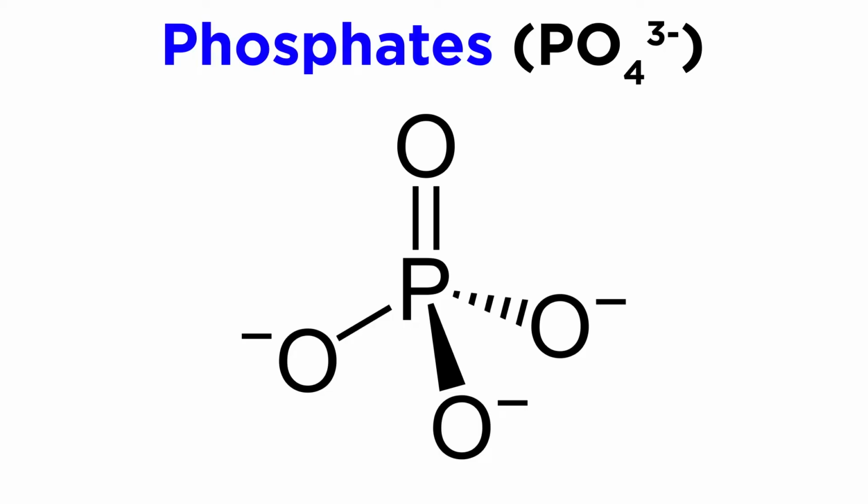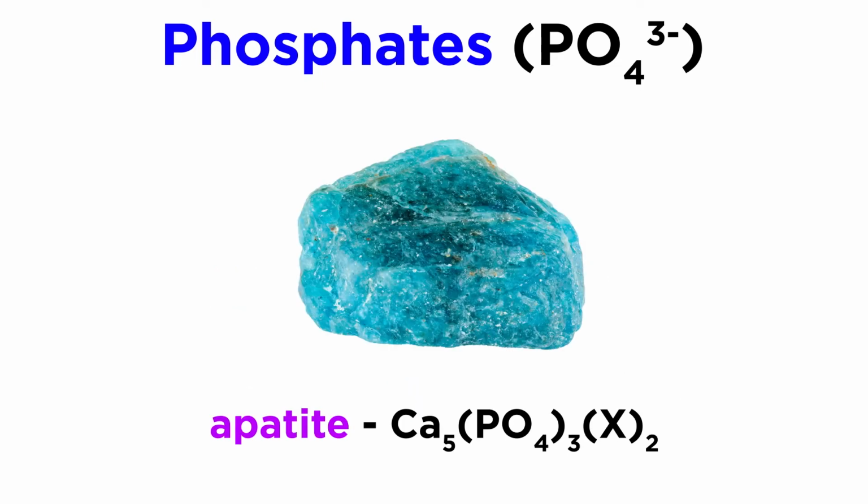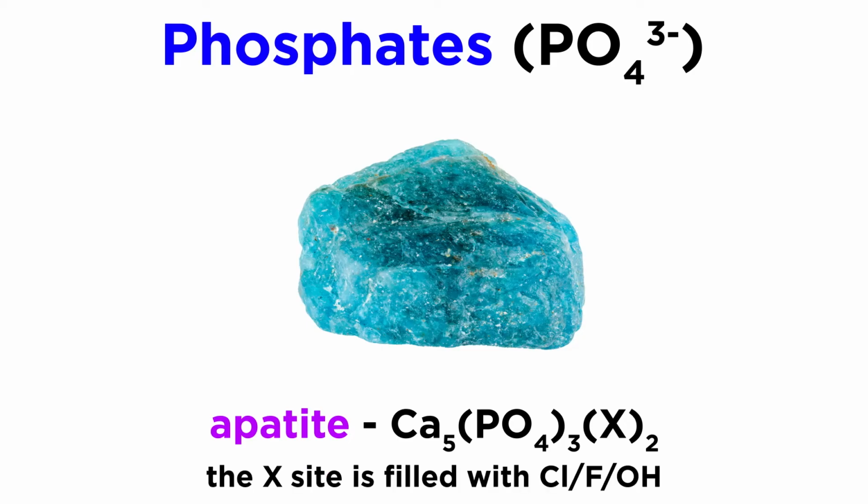Phosphates contain the phosphate anion, PO4. This class is also representative of other similarly structured anionic complexes, such as arsenates and vanadates. A commonly encountered group of phosphate minerals is the apatite group, which has the chemical formula Ca5(PO4)3X2, where a combination or pure fraction of chlorine, fluorine, and/or hydroxyls can fill the X site.